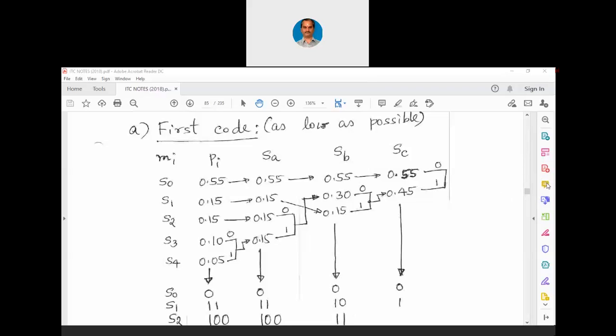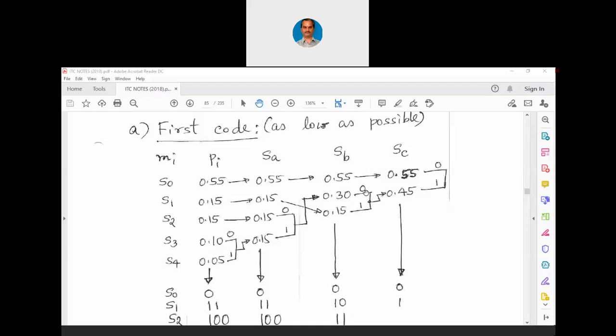Okay, now I am able to admit the students. Now, for S0 we directly have this 0 here. Then let us say we come down. When we come down from this 0.45, we have again these two. For the upper one we will add 0, for the lower one we will add 1.